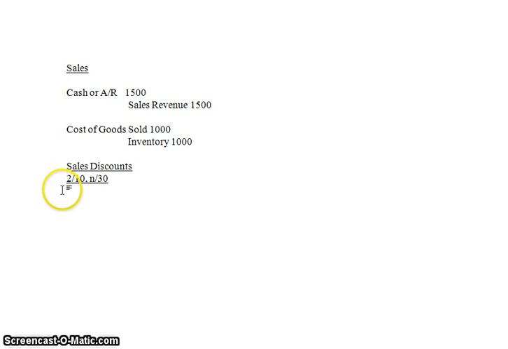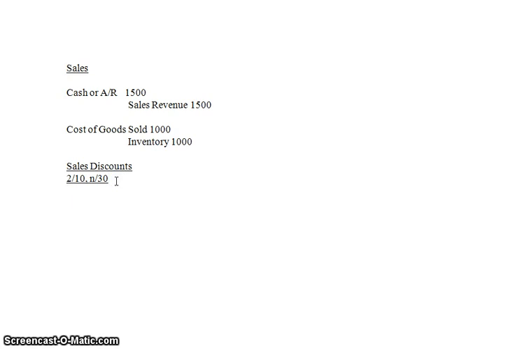Now these could be any numbers. I could say 1/15 net 45, which would be a 1% discount if paid within 15 days, but no discount after that, and I expect to be paid in full in 45 days. So you can use really any numbers that you like here. I'm just going to stick with 2/10 net 30 to keep it simple. I believe it's also the one your book uses.